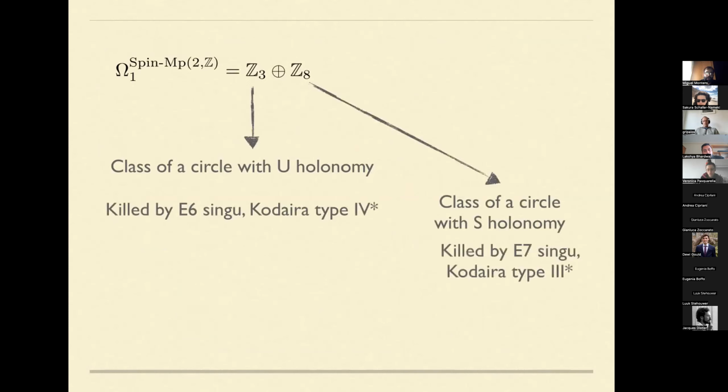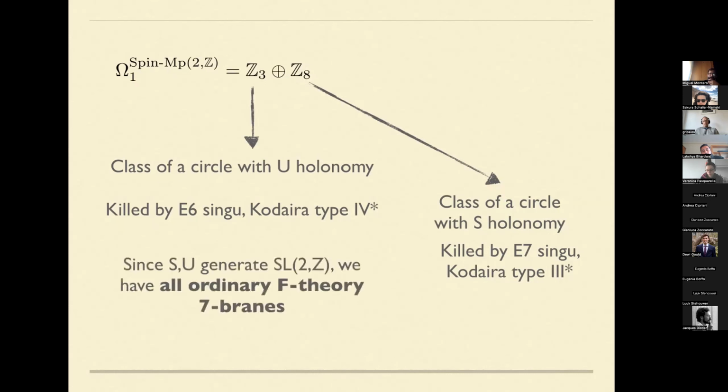Okay, we recover that. Actually, it's interesting because once we have the two 7-branes that are associated to the generators of these two guys, we can recover any other 7-brane by moving them around with monodromy. So actually we recover all 7-branes. So that's a nice start. You get back the good old 7-branes.